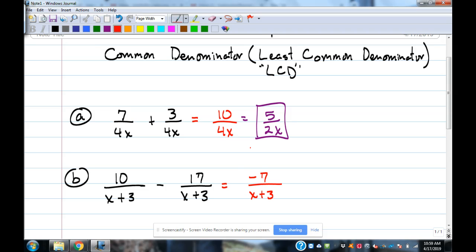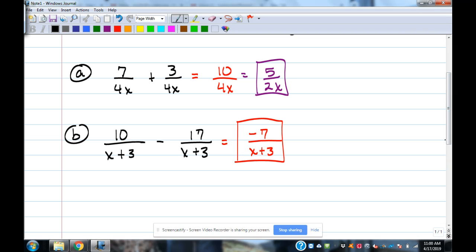We look to see if we could simplify. Notice, will x plus 3 factor? No, there's nothing we could do to factor that or get something that would divide with the -7. So we are finished on that one. So, easy stuff, right?